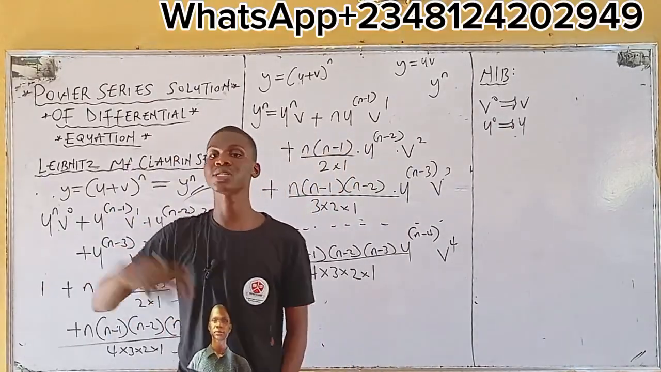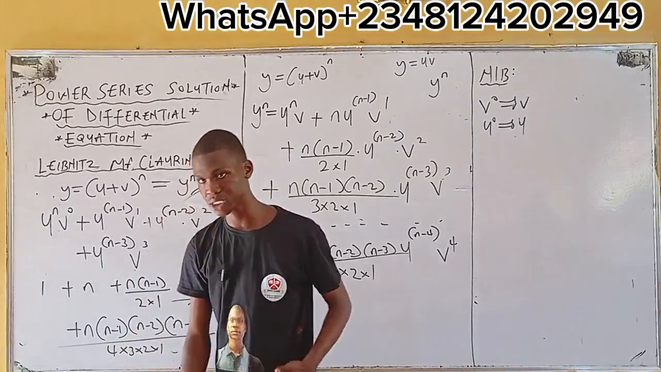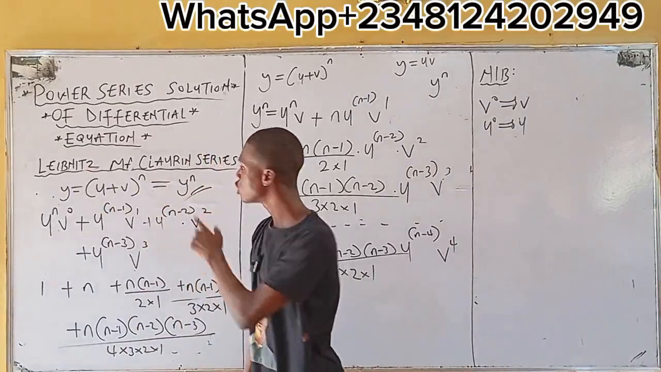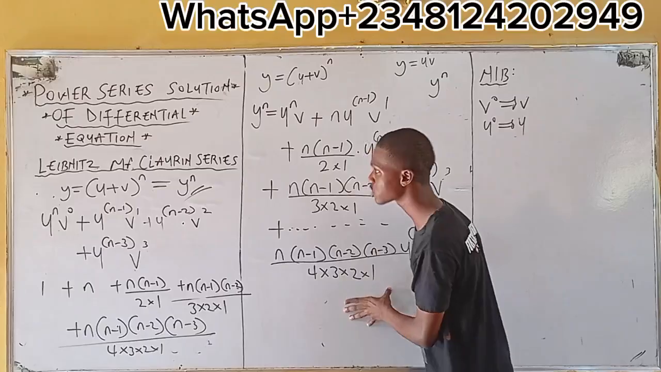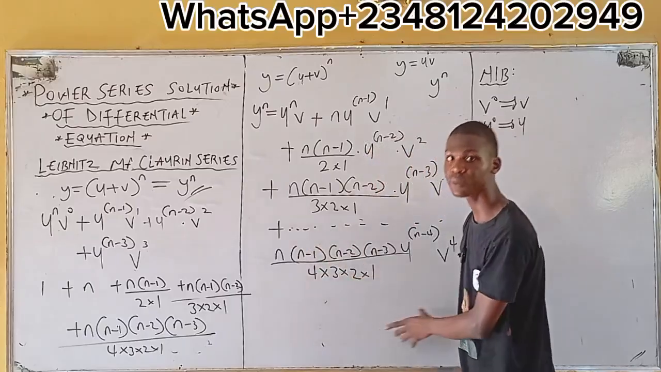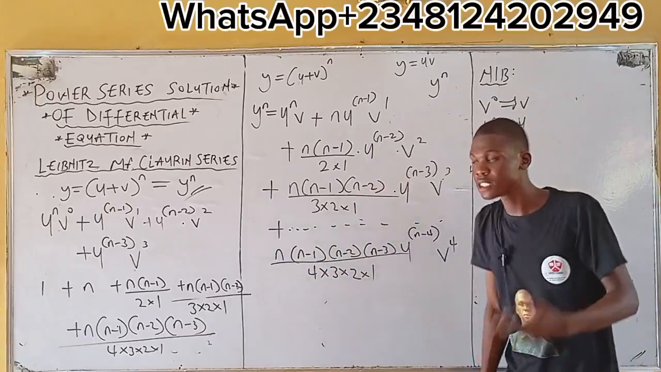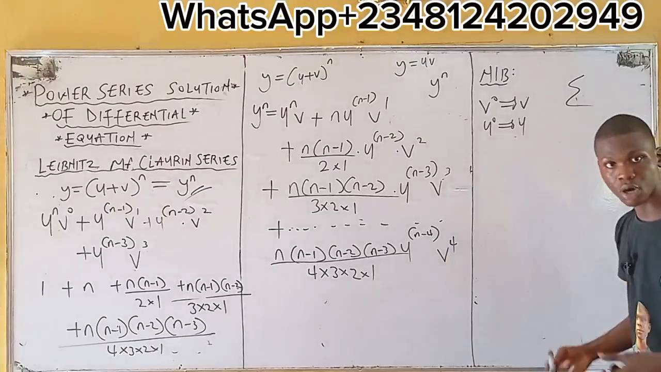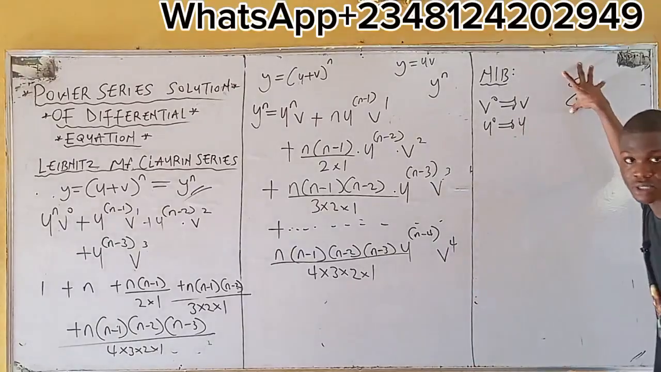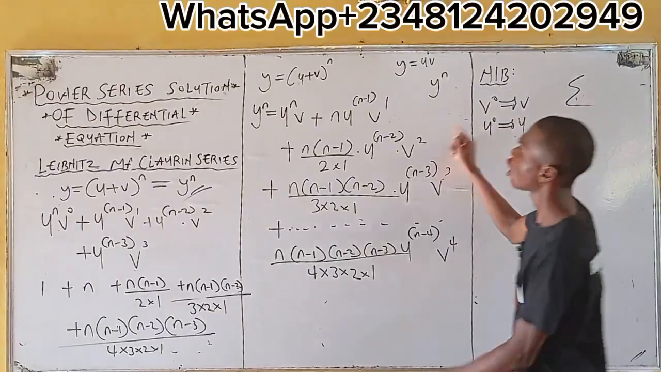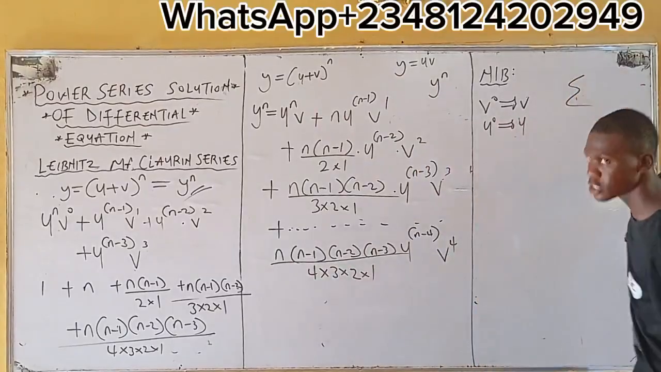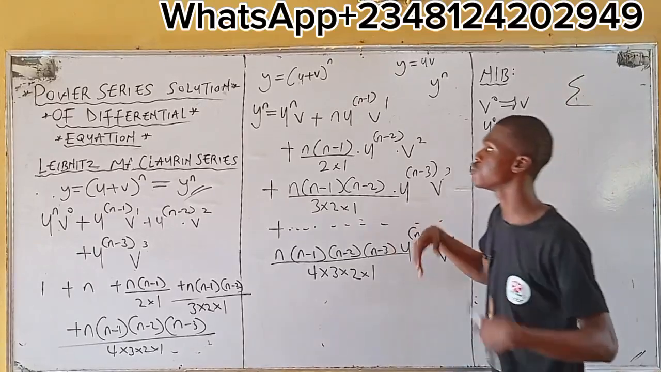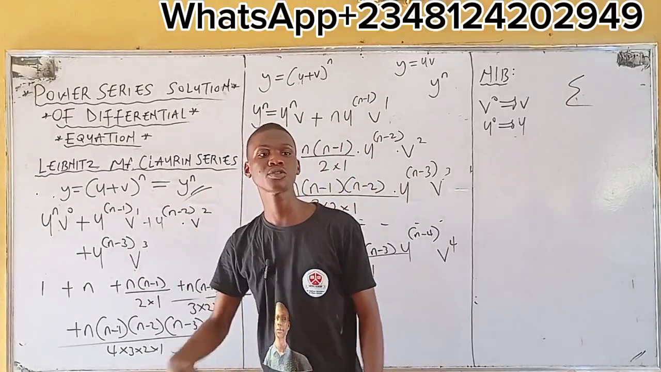When we started, I said we have two topics here. The first one is the Leibniz series, while the other one is the Maclaurin series. What we've gotten up to this extent is called the Leibniz series. When you hear the word series, this is how we represent it: summation. So all of these can be written in terms of series solution, and that's what we refer to as the Leibniz series.